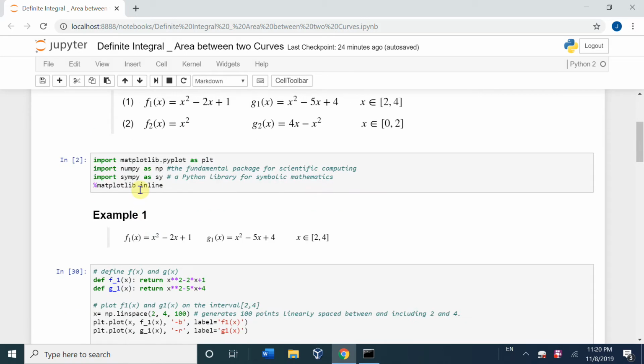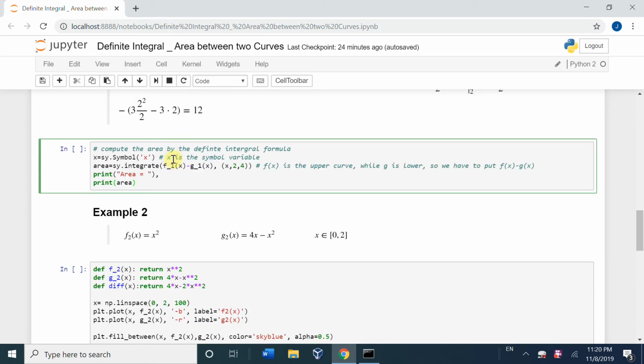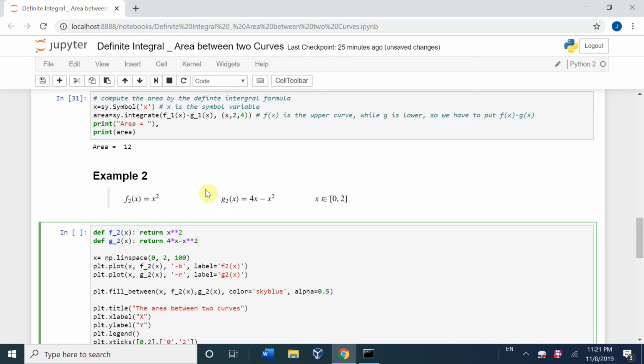Now we already imported this SymPy package. First, define x as a symbol variable. Then area is integrate f minus g. And we can get the answer. The answer is 12, exactly the same as the answer from the manual calculation. Let's move to the second example.